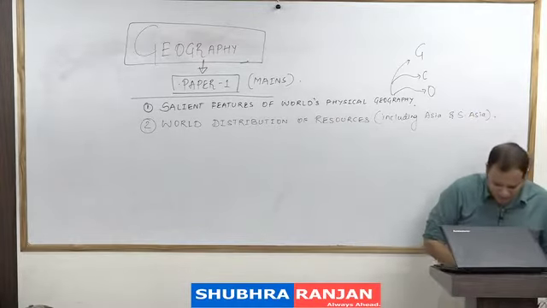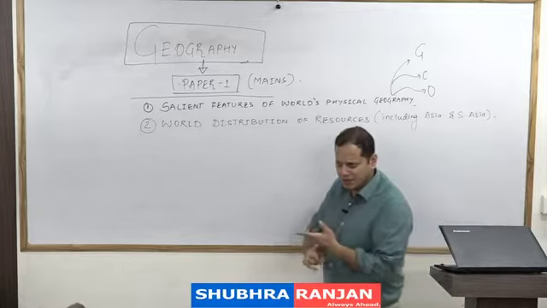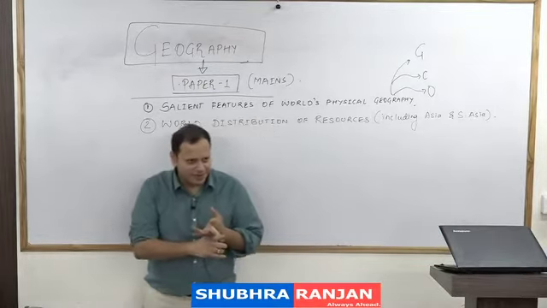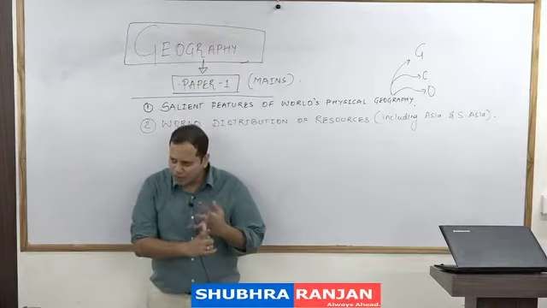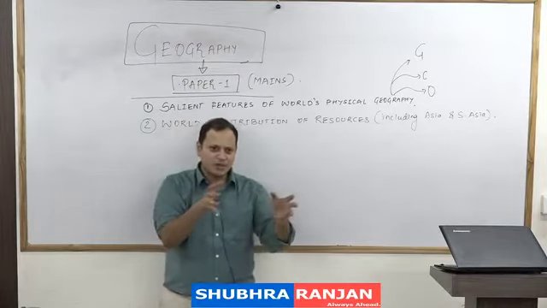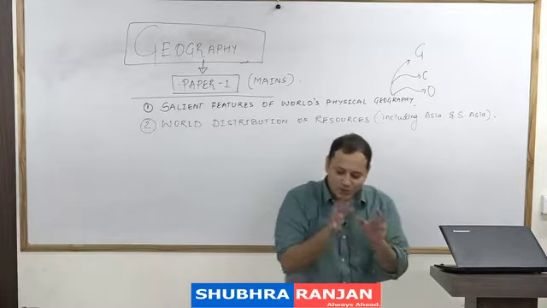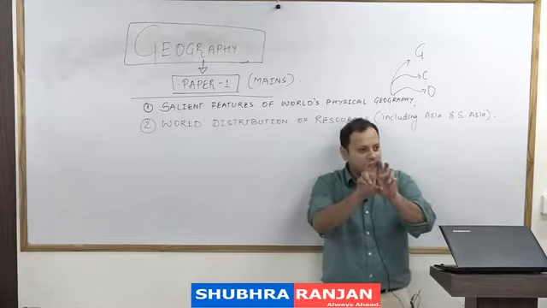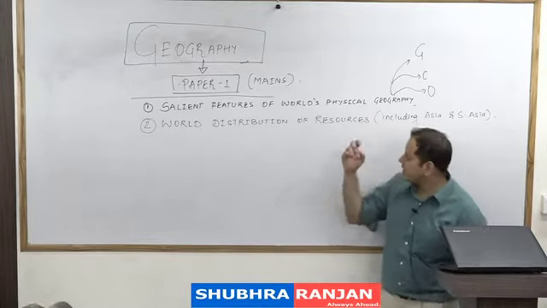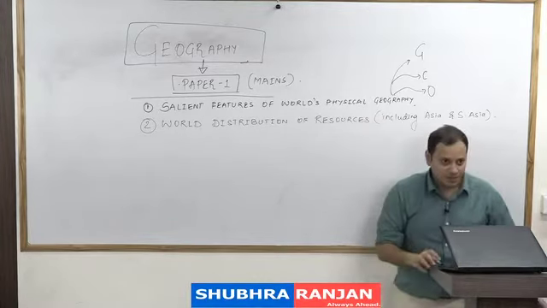And when we consider resources, this can be industrial resources, that is mineral resources. We can say the other kind of resources are energy resources, they can be food resources, or even we are an example of a resource, what is known as human resources. So that is the second part of our syllabus, that is the world distribution of resources, but specifically bracket में दिया है, that is including Asia and South Asia.